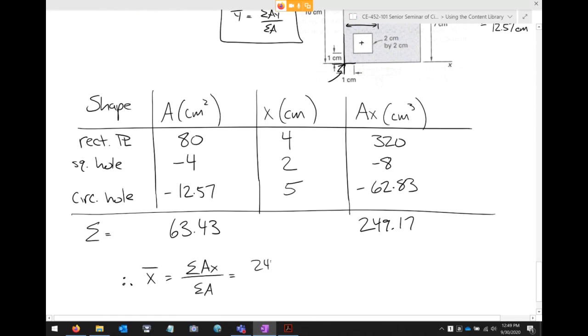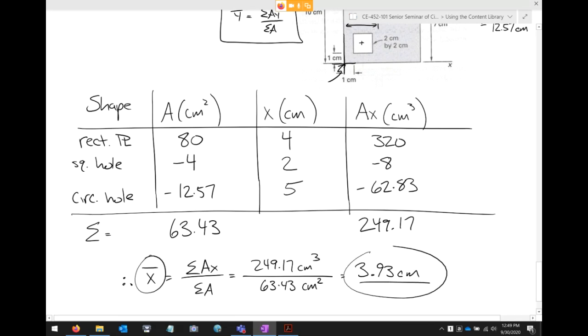So that's 249.17 cubic centimeters over 63.43 square centimeters. And so when you divide that out, you get 3.93 centimeters.